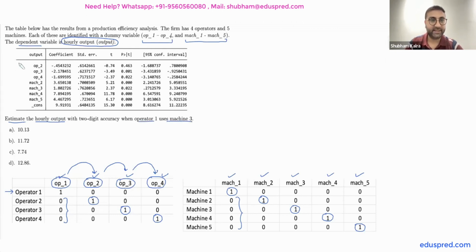Now, if you take a look at the output over here, the first thing that you should notice is that they have not taken OP_1 over here. So we are not working with this dummy variable. This is done to avoid the dummy variable trap. Similarly, we are not working with MACH_1. So these two dummies are not a part of your regression output. So we can completely ignore these two dummies and we have to focus on the other dummies, right?